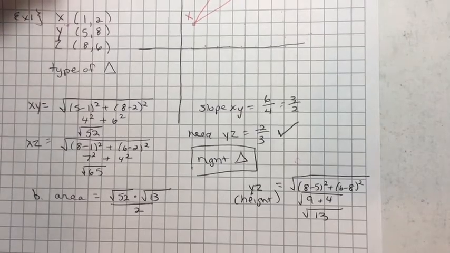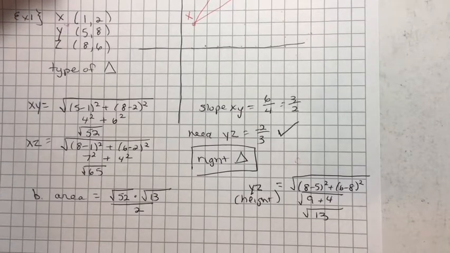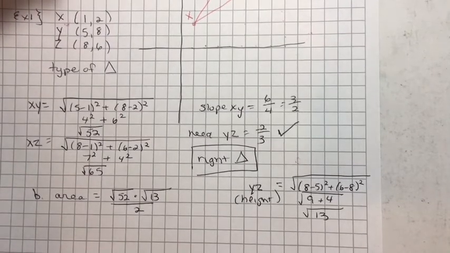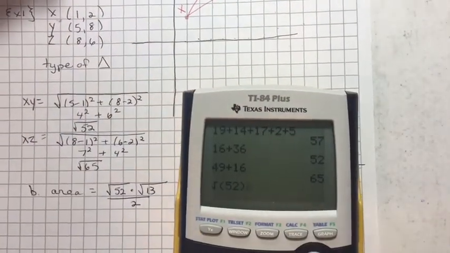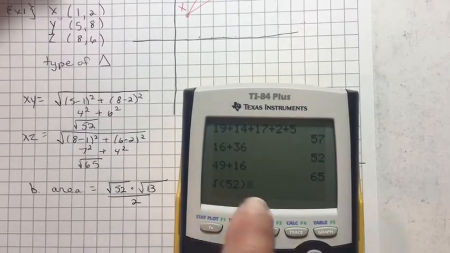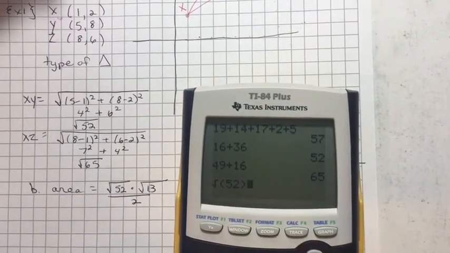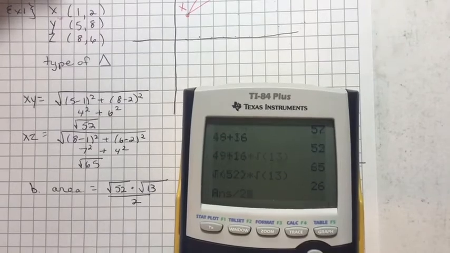All right, so entering that into the calculator, the square root of 52. Make sure when you enter that you do go ahead and close the parentheses. If not, it's going to, I guess in this case it wouldn't matter. You could multiply them together. Let's do it both ways so that you can see. And then divide it by 2.